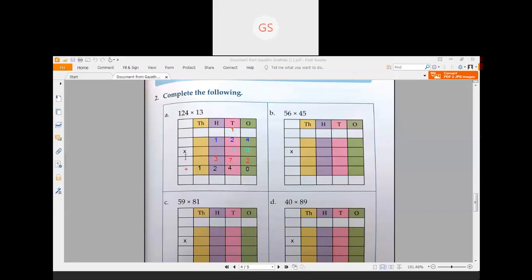Yes. Now Dikshita. Dikshita, are you there? Yes, ma'am. Okay. Yes, Dikshita. Can you please tell the answer for this product? What will be the product? 1612. Right? Not like that. Go step by step. How did you get that answer?